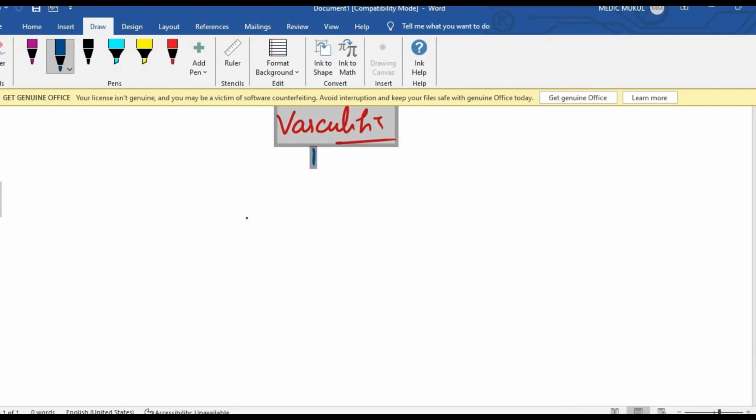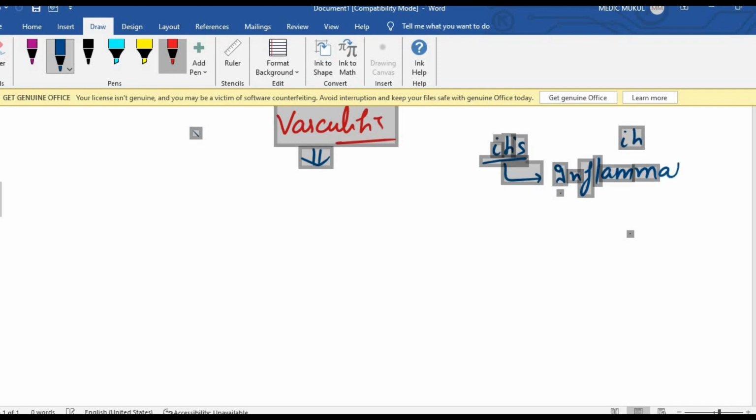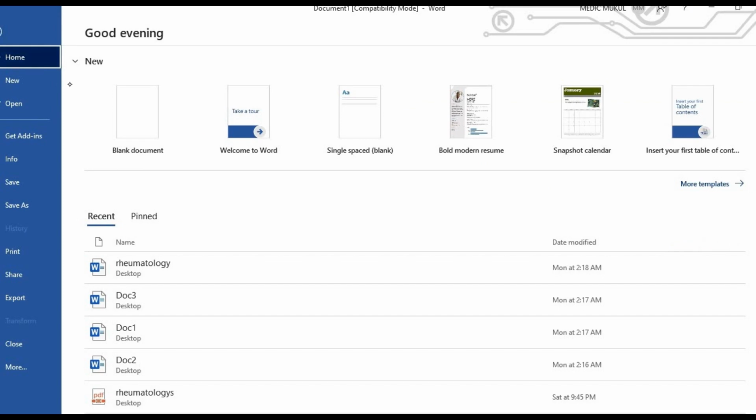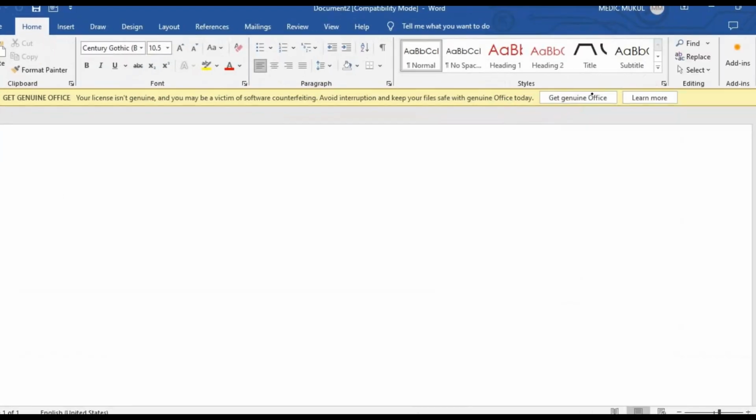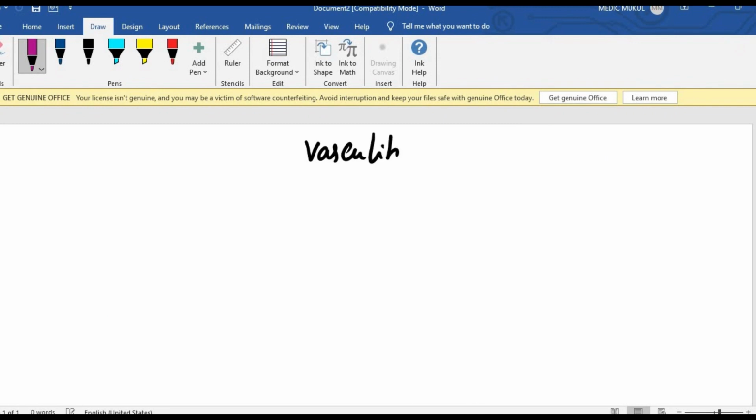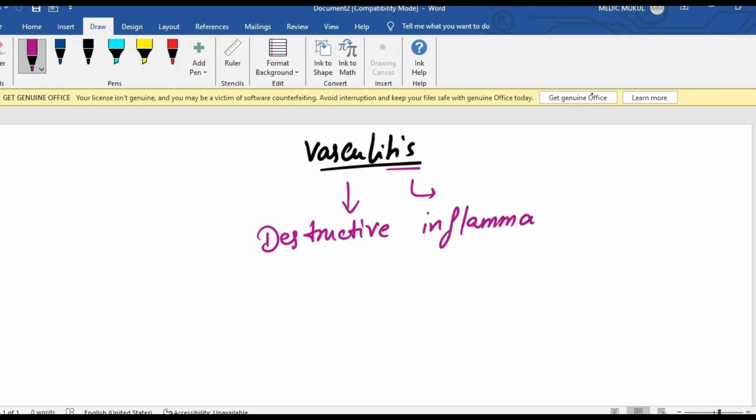So what is vasculitis? Whenever the suffix itis comes, it means inflammation. Let me write it here. Vasculitis: itis means inflammation. So vasculitis is a destructive inflammation within the vessel wall.